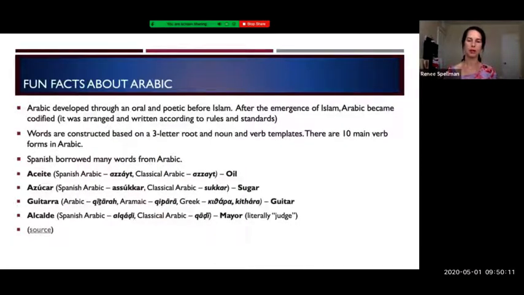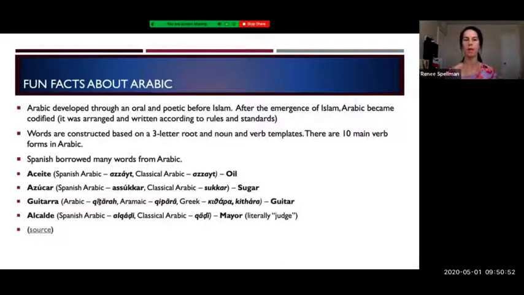So as I mentioned before, Arabic words are constructed by a 3-letter root. For example, ka, ta, ba is a root that has many different words and meanings related to writing. For example, kitab is book, kataba is he wrote, yaktub is he writes, kitaba is writing. So based on those 3 letters, you can create or recognize several words that relate to writing or reading.